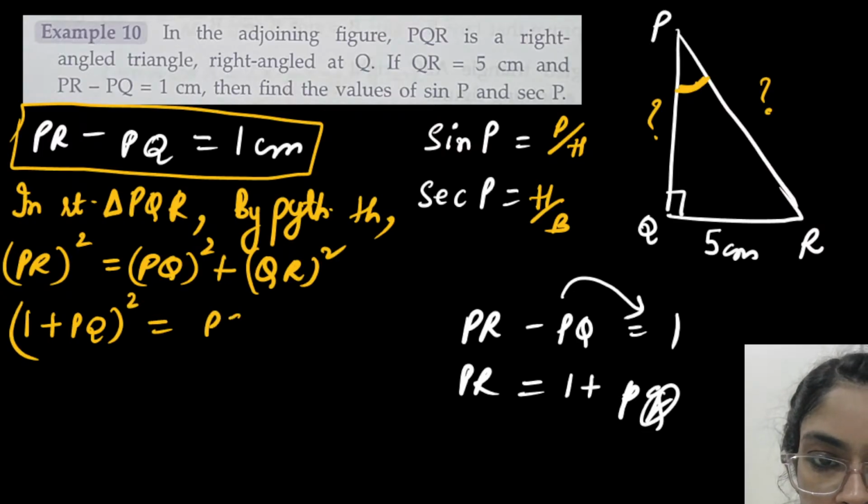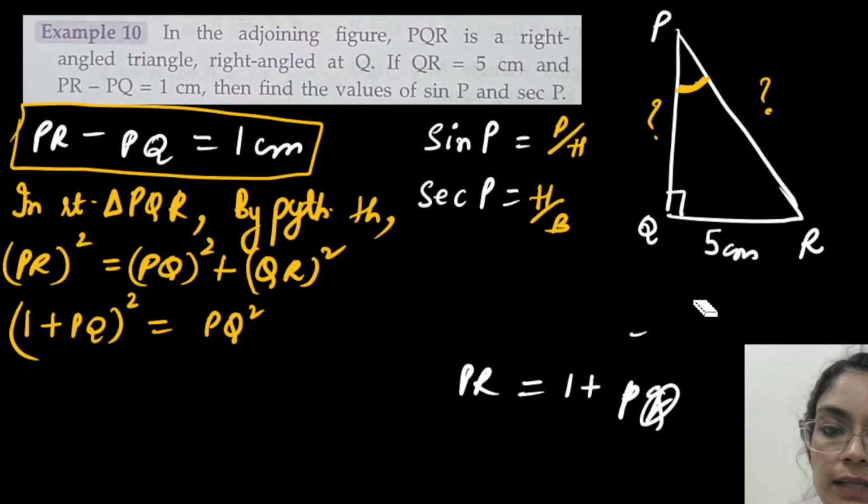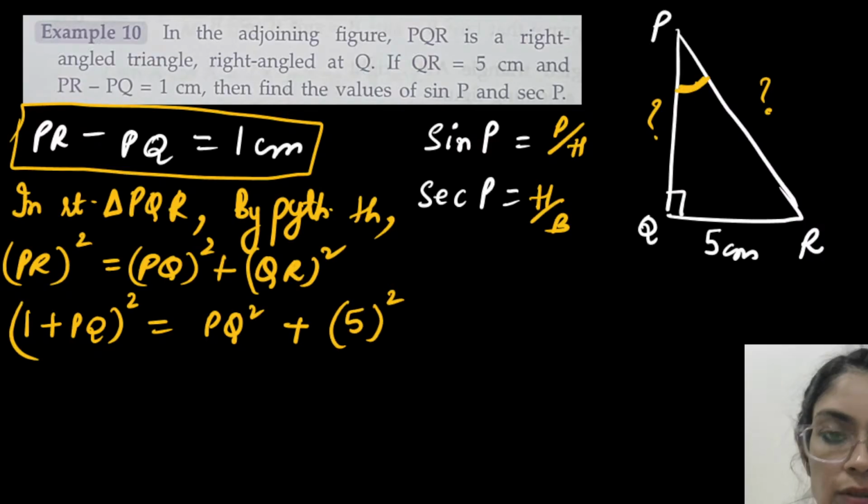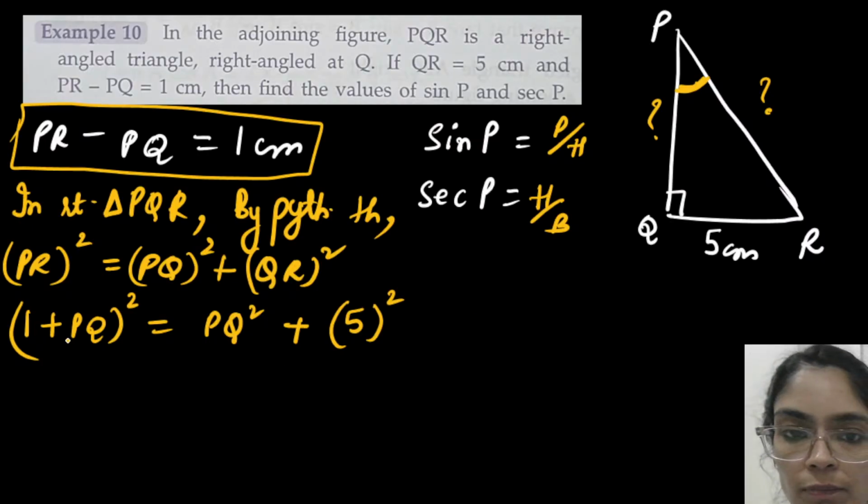Then again here PQ square. PQ we can write as it is because now this side also I got one PQ. This side also I got PQ. So here I'm writing PQ as it is, and QR's value I know, so I can substitute 5.